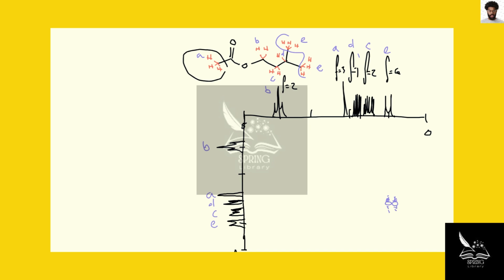Now we look at C. Who's C talking to? C is talking to D, so we should expect a signal here, and we expect that C will be split into a doublet by D. And then C is also talking to B, so we expect that B should be splitting C into a triplet. So we should get 1, 2, 3, like that.